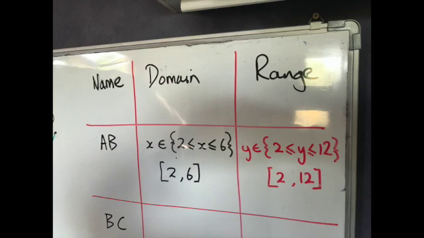Range is the same sort of idea except for the y values. So y goes between 2 and 12. Then we would write 2 to the left, 12 to the right, and we've got our set notation up the top, and we've got our interval notation down the bottom.